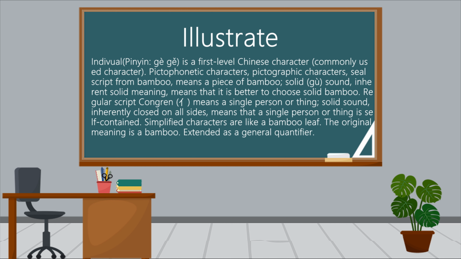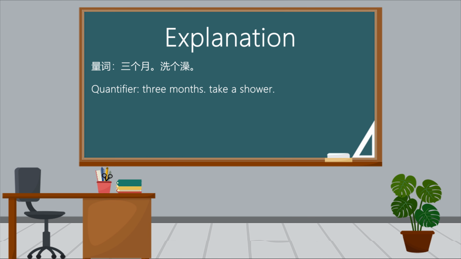Simplified characters are like a bamboo leaf. The original meaning is a bamboo. Extended as a general quantifier. 量词 quantifier, 三个月洗个澡, 3 months take a shower.